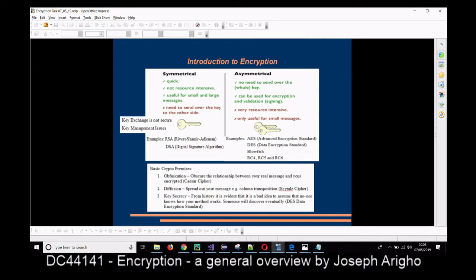All cryptographical elements, though, work on the same basic premises, at the moment anyway, and that is that they're basically trying to obscure the relationship between your real message and your encrypted message. In basic versions, you can see this in the early versions of the Caesar cipher, which came out about, I think, 70 BC, something like that. All it does is take one letter and substitute another one in its place. So instead of A, you would have B, and so you just shift along the alphabet. And then you've got diffusion, in which you have to spread your message. And so you've got column transposition. You'd find that in the Scytale cipher, which I'm going to discuss in a second. And the last one is your key secrecy.